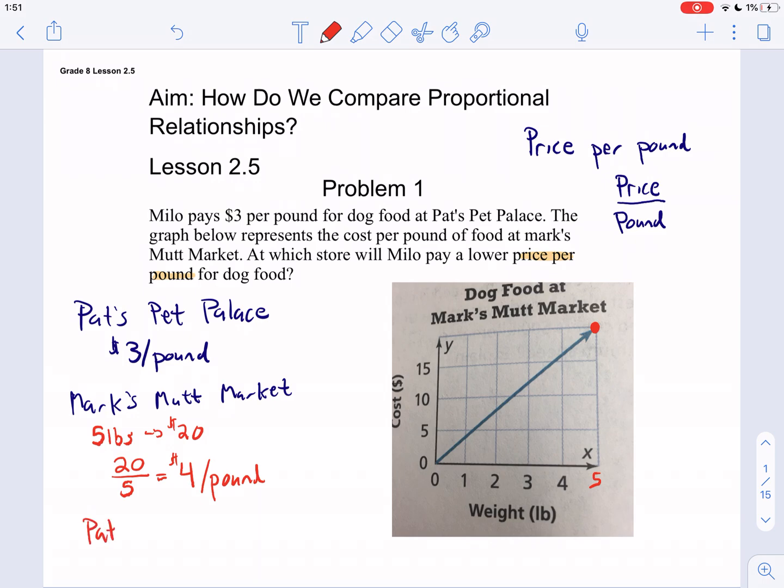So Pat's Pet Palace is cheaper per pound.